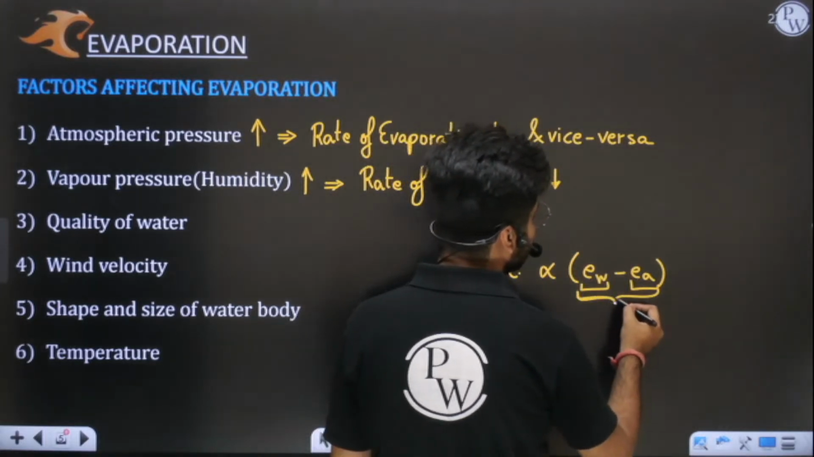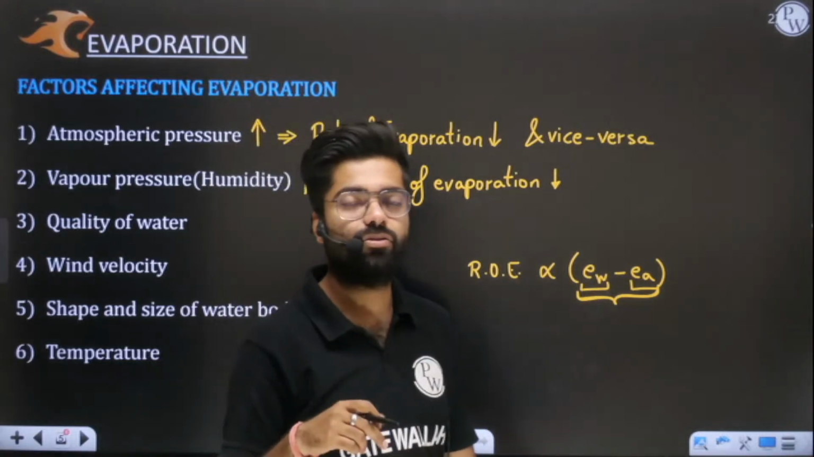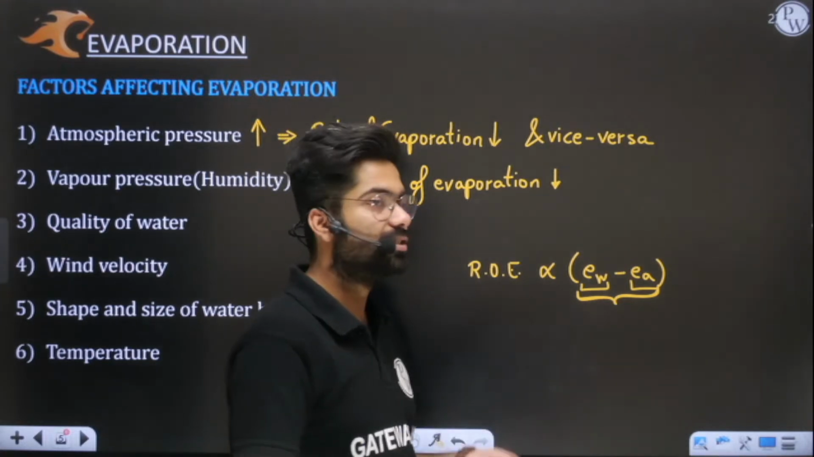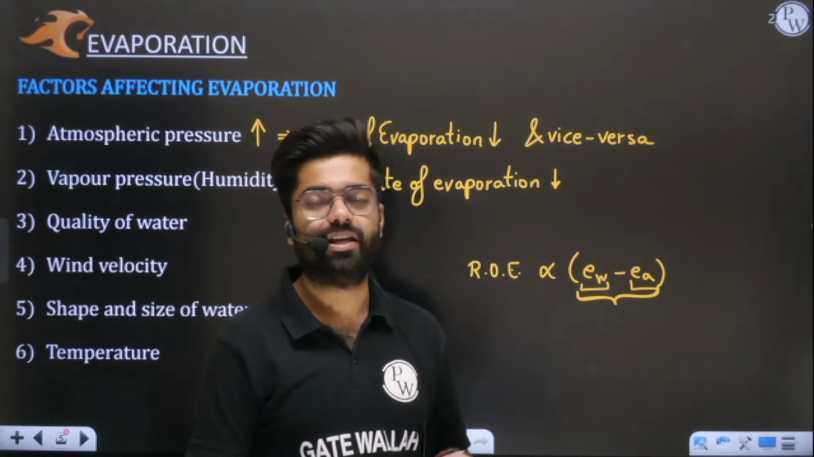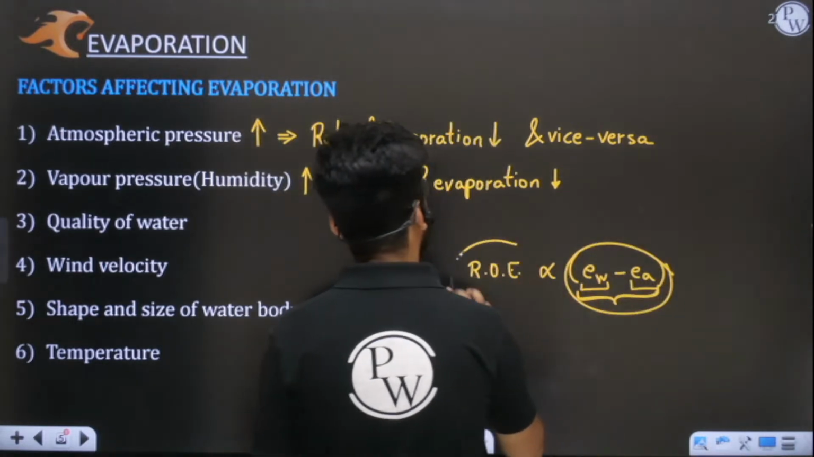So the more the saturation deficit, the more the rate of evaporation. And if the saturation deficit is low, or the moisture content is high, then in that case evaporation will be less. So the higher the saturation deficit, the higher the rate of evaporation.